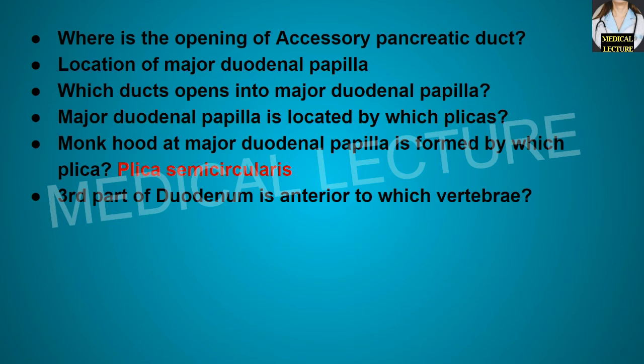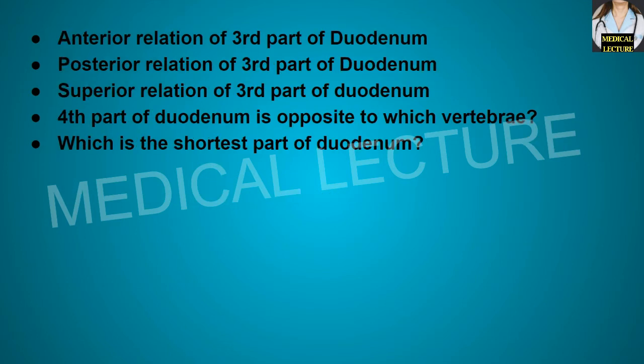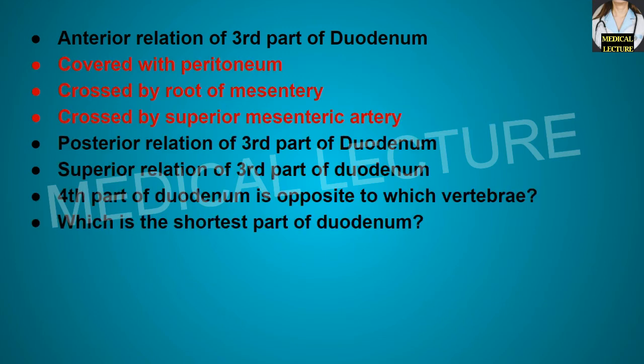Third part of duodenum is anterior to which vertebra? So it is anterior to L3 vertebra. What are the anterior relations of the third part of duodenum? So these are covered with the peritoneum. They are crossed by the root of mesentery and they are also crossed by the superior mesenteric artery.